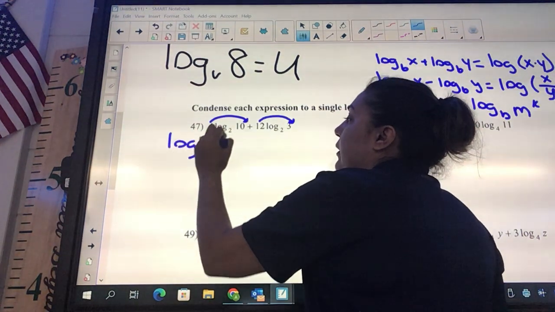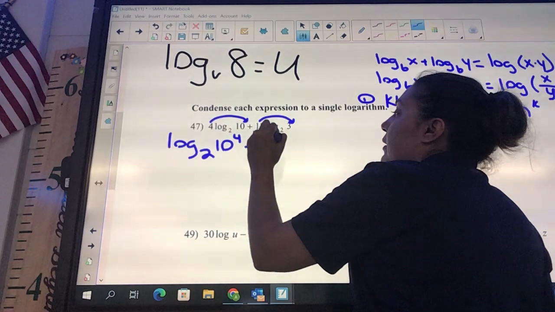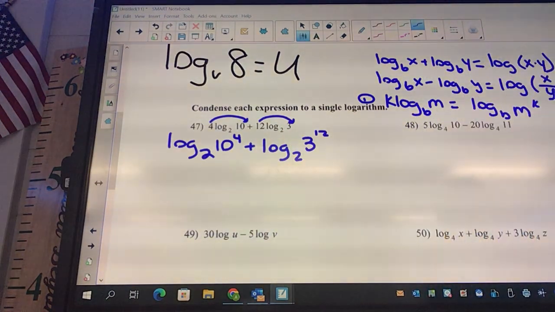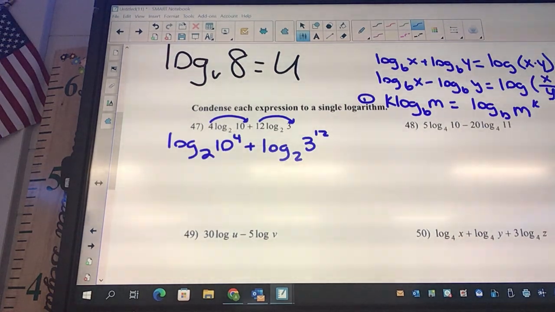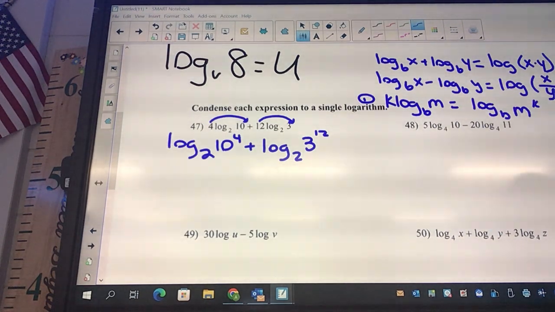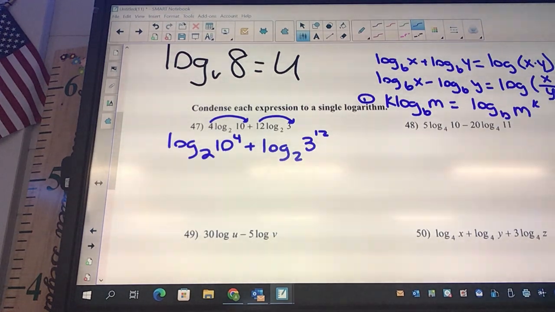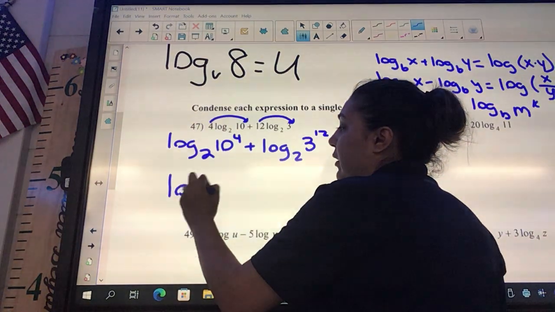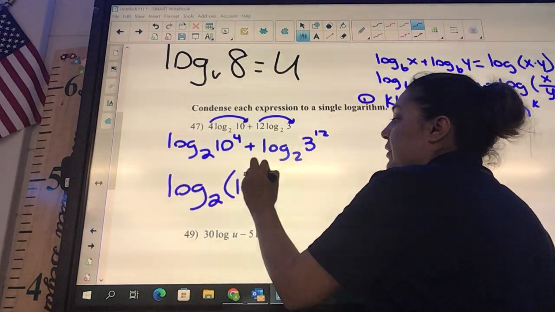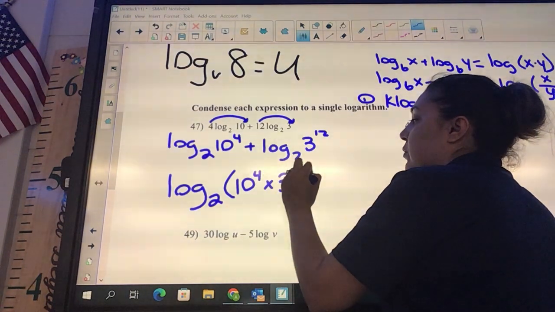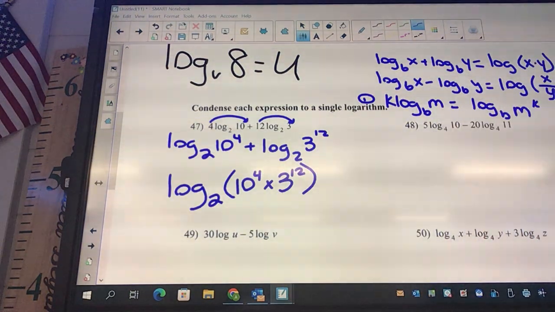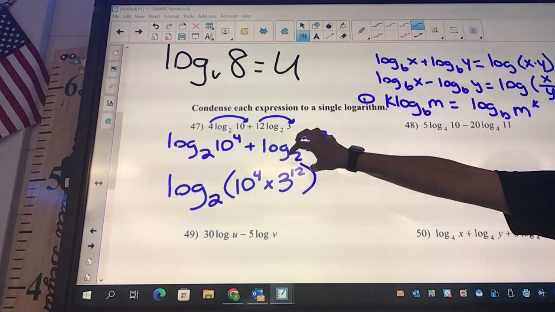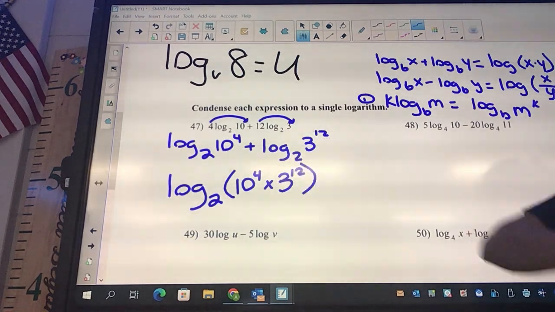Log of 2, 10 to the 4th power, plus log of 2, 3 to the 12th power. I forgot to do this. That's okay. Okay, and then this is a plus problem, so what are you going to do? Multiply them. And so we just write them in the same parentheses. So it's going to look like log of 2, 10 to the 4th, times 3 to the 12th. Okay, if you wanted to skip this step, you're more than welcome to. And just write it like this. That's totally okay.